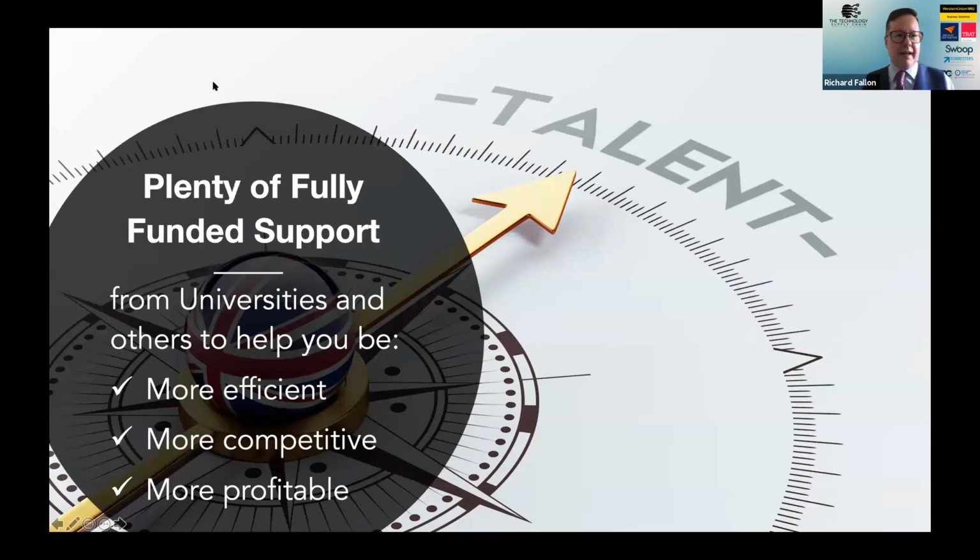So I'm going to very quickly cover fully funded support. There was loads of that from universities that helped you be more efficient, more competitive, more profitable. I really recommend you look at this because all of the grants, as I said, they're always match funded. You're always paying somebody else to do stuff and you have to match fund it. If you can get the university for free, that's a better way of proceeding.